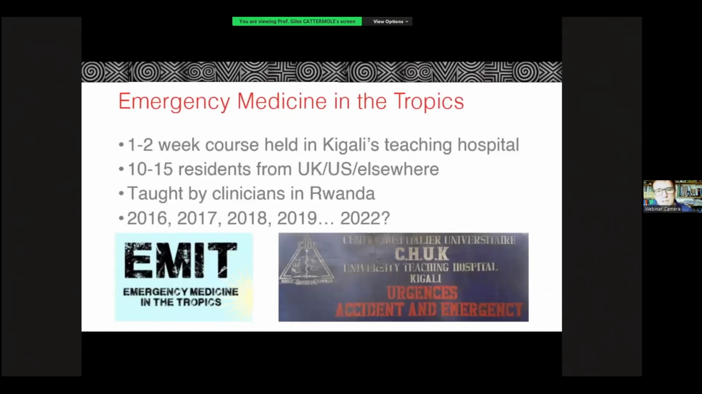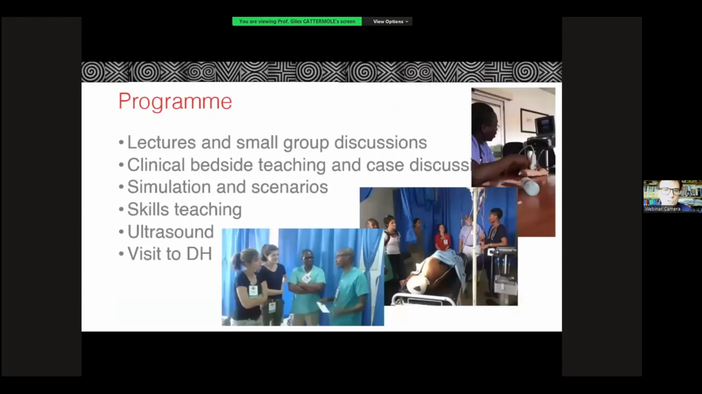It was a 1 week, a 2 week course initially for small group teaching, 10 to 15 doctors from high income settings taught by clinicians in Rwanda. We had a program of lectures, small group discussions, but mostly focused on clinical bedside teaching, case discussion, and ultrasound and visits to district hospitals and cultural engagement.